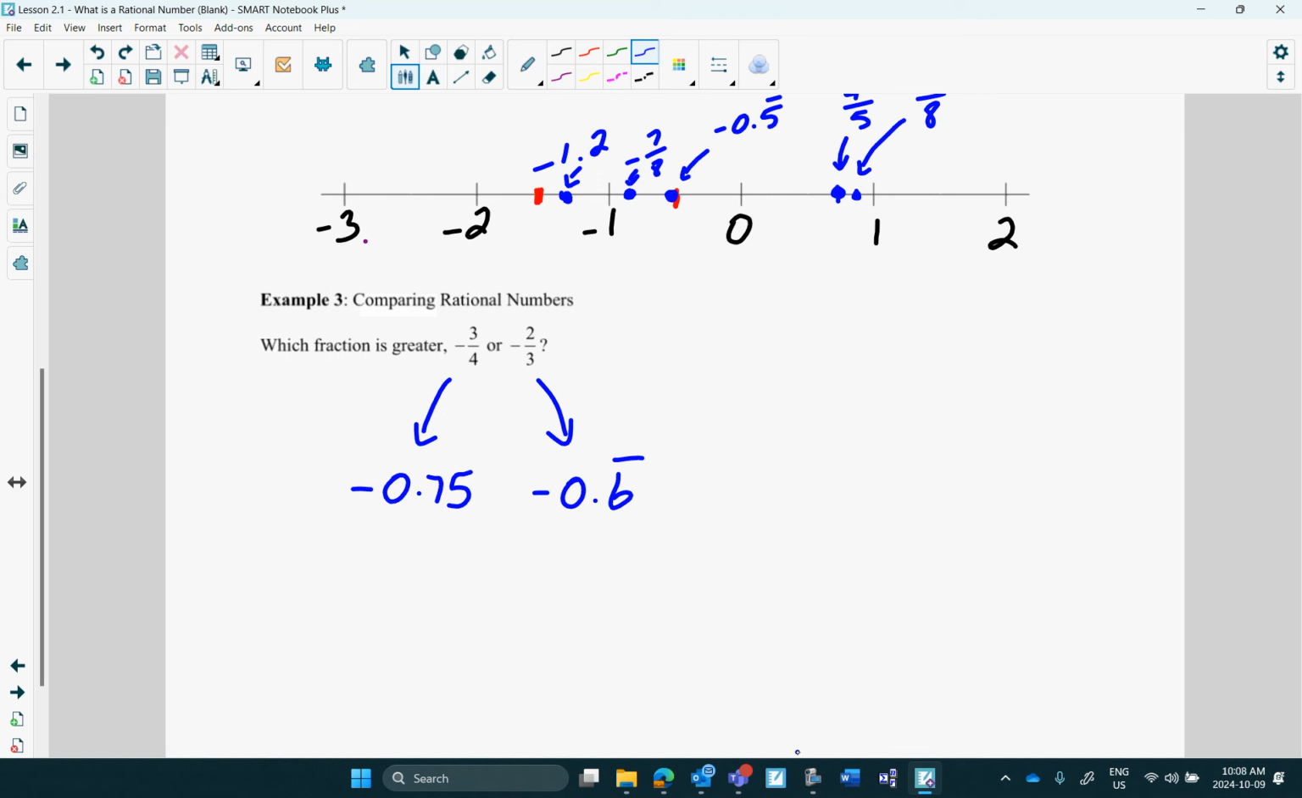Which one's smaller or bigger? Bigger. Negative 0.6. Yes. This is greater. Because remember, if these were both positive, we'd say this one, but in the negatives, the opposite happens.